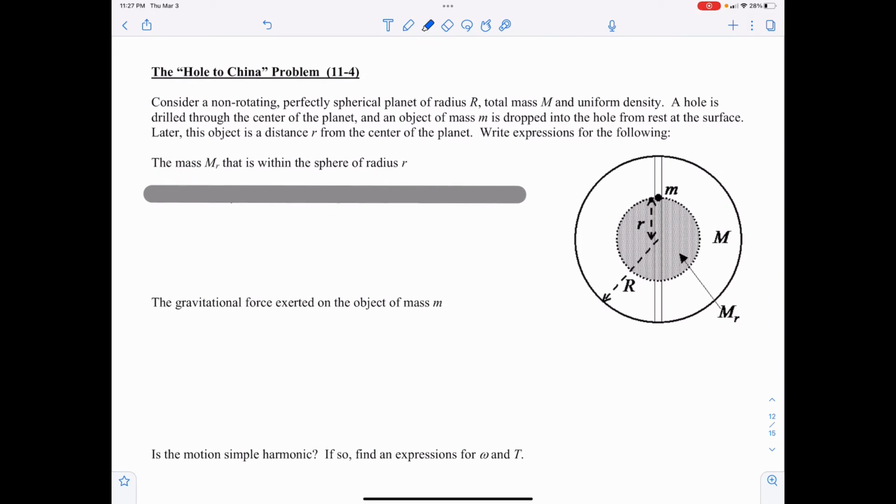Section 11-4, the hole to China problem. Consider a non-rotating, perfectly spherical planet of radius R, total mass M, and uniform density. This, of course, doesn't exist. That's why it's ideal, right? Now we say a hole is drilled through the center of the planet, and an object of mass m is dropped into this hole from rest at the surface. Later, the object is a distance r from the planet's center. Write expressions for the following: the mass M sub r that is within the radius r of the planet.